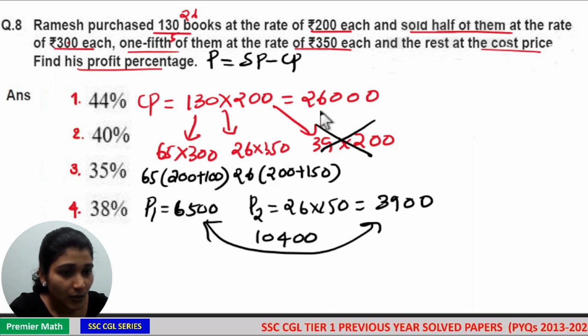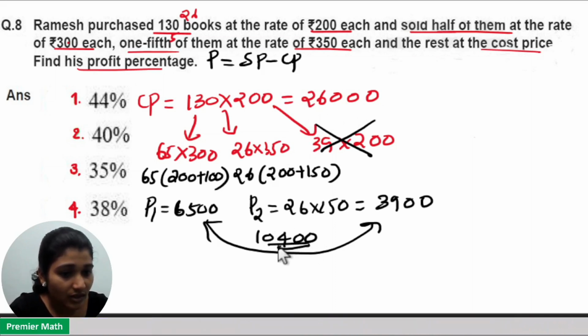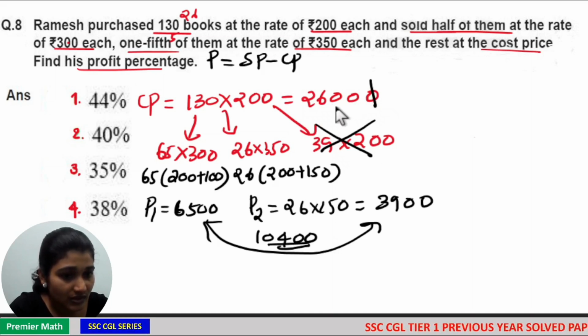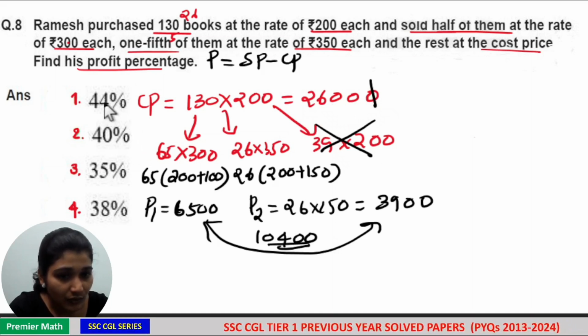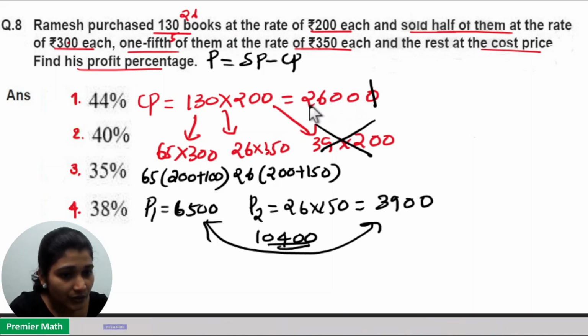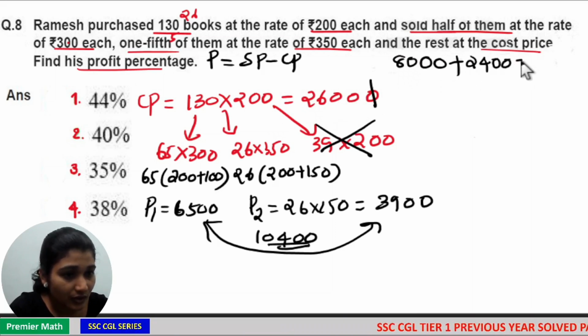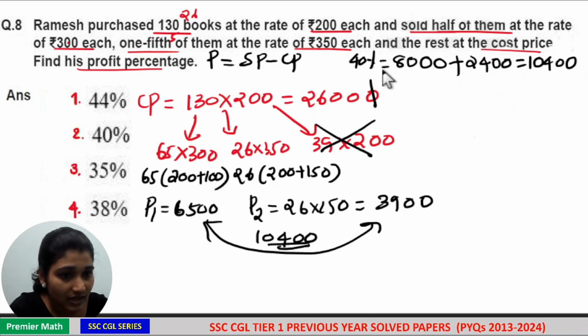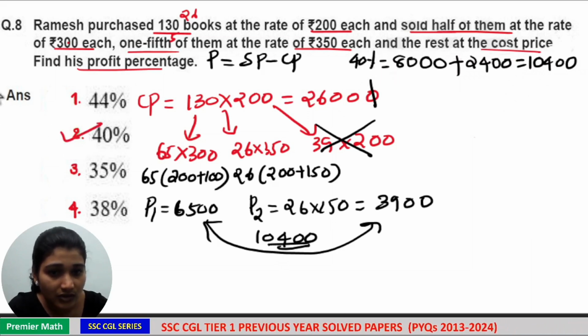Now, cost price total is 26,000 and profit generated total is 10,400. This profit is generated from this cost price. 10% of 26,000 is 2600. And if you look at this, 40 and 30 are nearest answers. So 40% is equal to 2600 into 4. 2000 into 4 is 8000 and 600 into 4 is 2400. Total 10,400. This is the profit generated. So 40% is our answer. Option 2 is our answer.